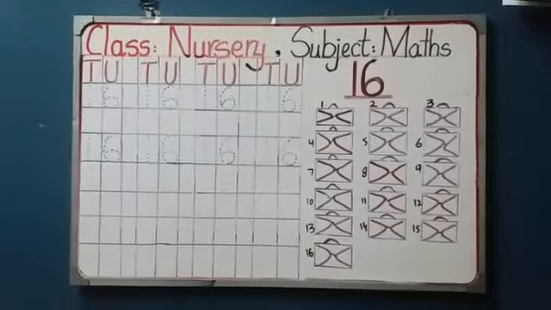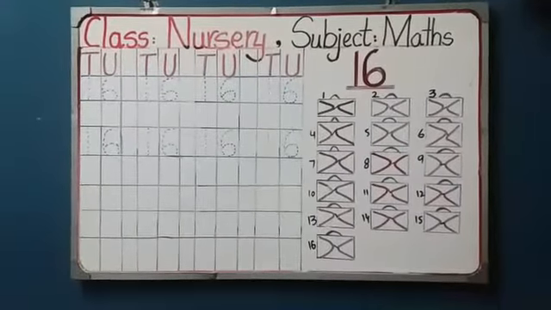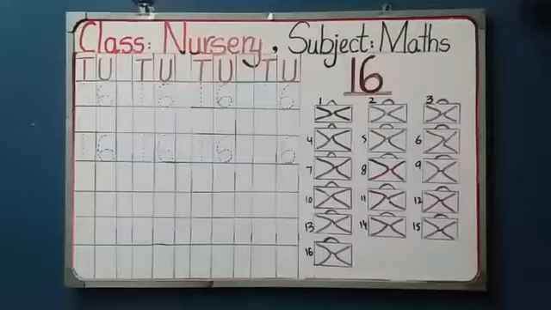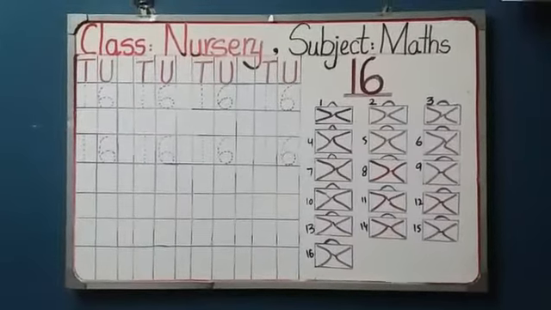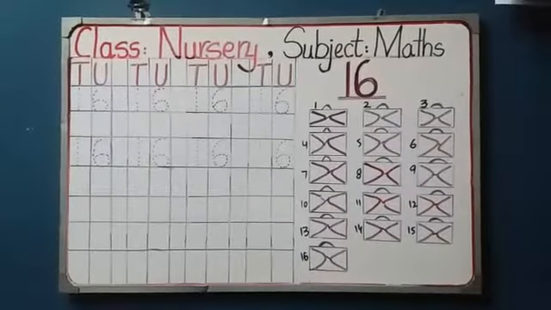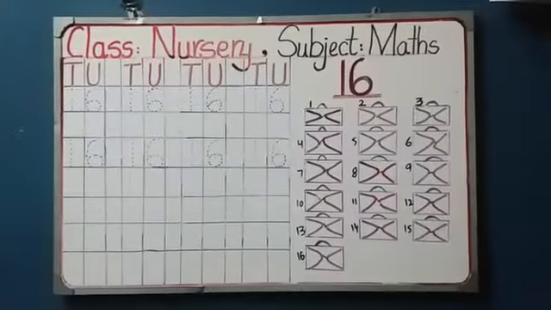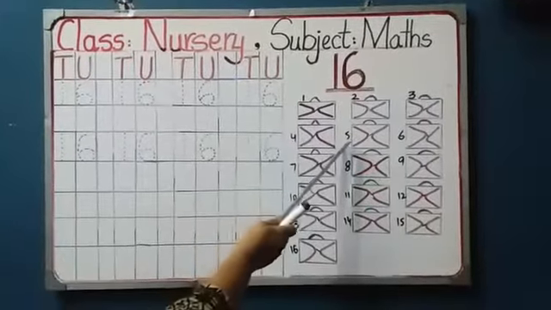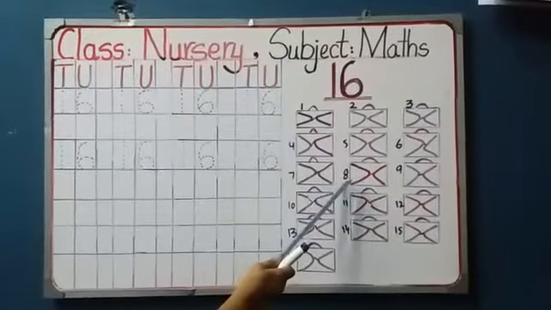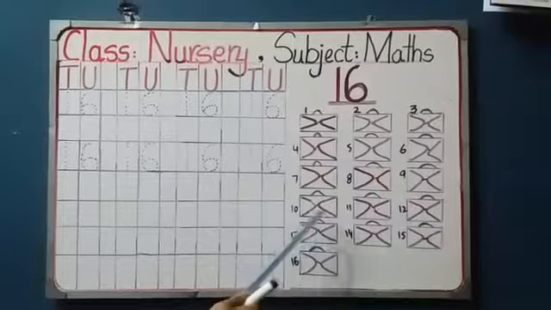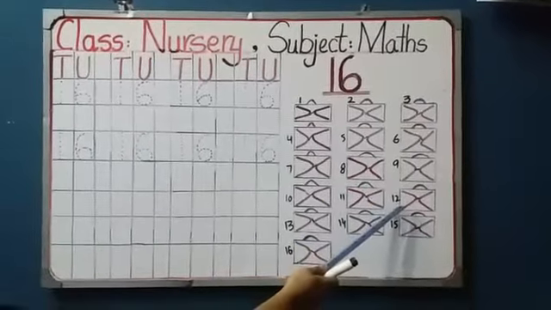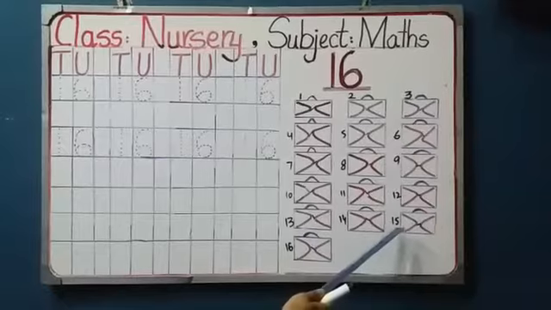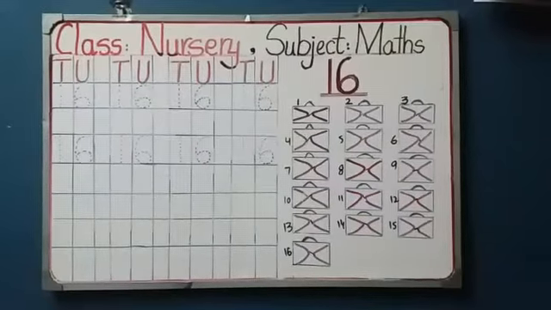So count with me. 1, 2, 3, 4, 5, 6, 7, 8, 9, 10, 11, 12, 13, 14, and 15. Repeat with me. Look here. 1, 2, 3, 4, 5, 6, 7, 8, 9, 10, 11, 12, 13, 14, 15.